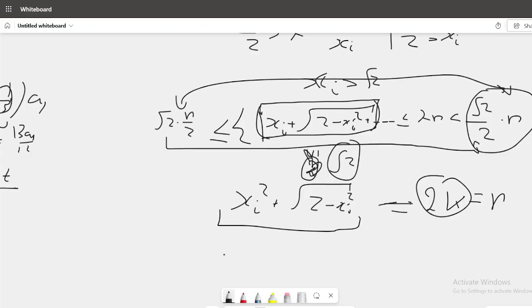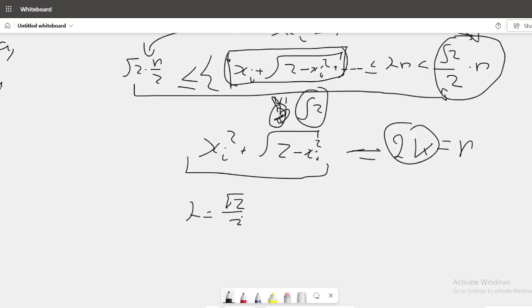And if lambda is equal to root 2 over 2, they both can just keep playing their strategy and neither of them will lose, so it will end in a draw.